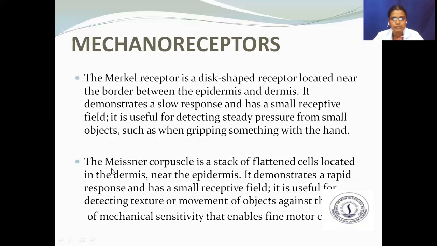The Meissner corpuscle is a stack of flattened cells located in the dermis near the epidermis. It demonstrates a rapid response and has a small receptive field and is useful for detecting texture or movement of an object against the skin, providing mechanical sensitivity that enables the motor functions.